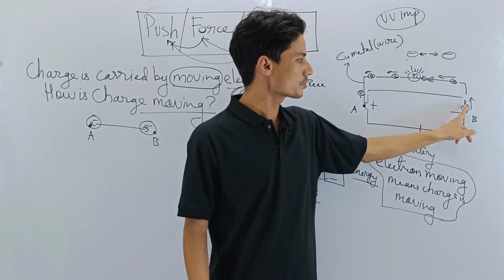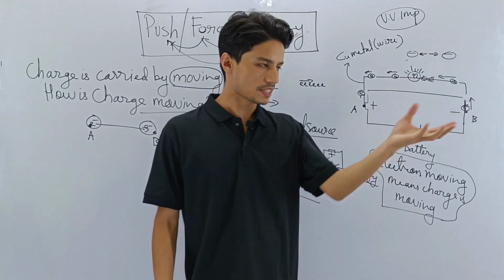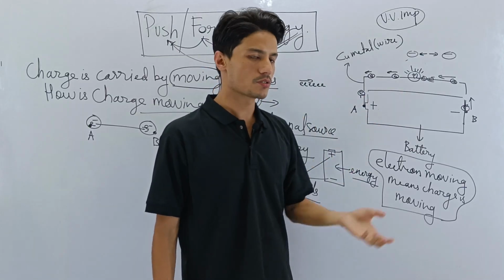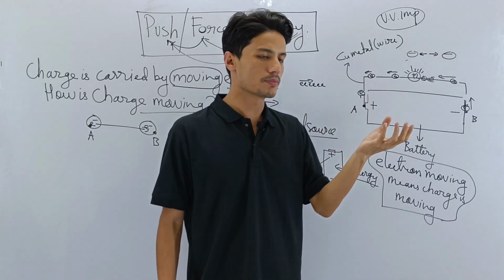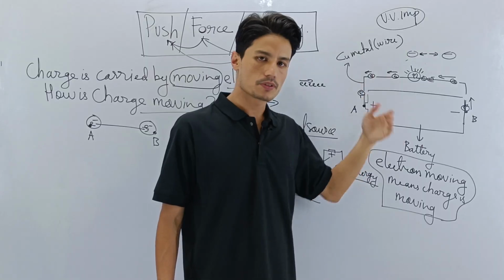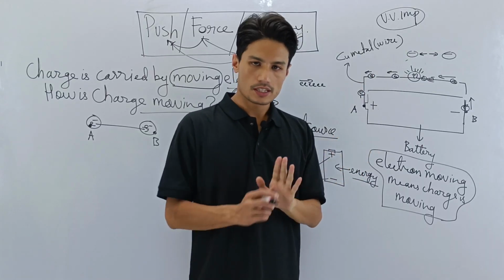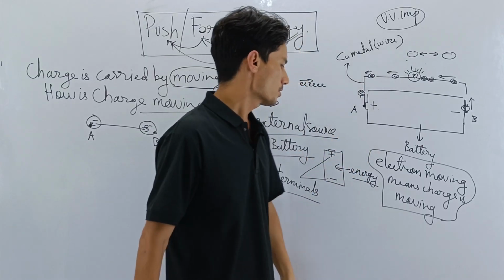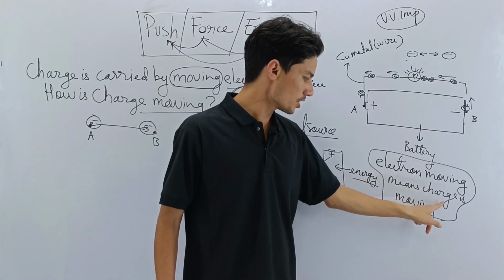As long as the electrons are moving, the bulb will keep glowing because it is still detecting charge. As long as the bulb detects electrons moving, the bulb is glowing. Understood? Clear or not? Yes. So electron moving means charge is moving.